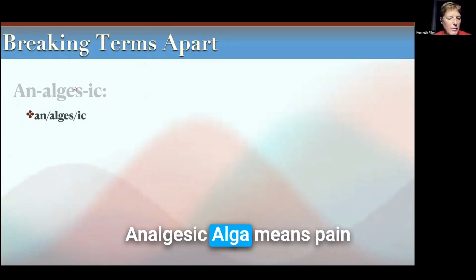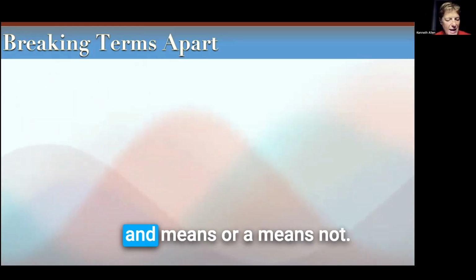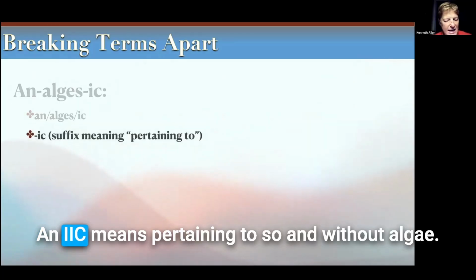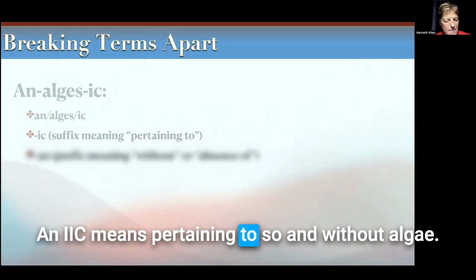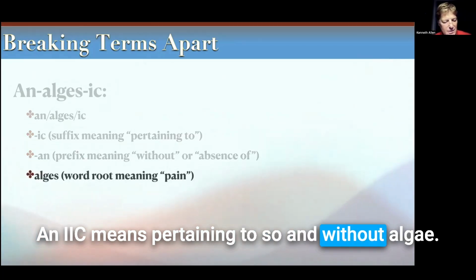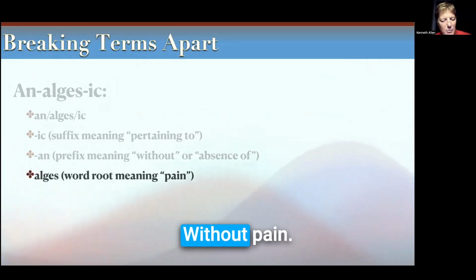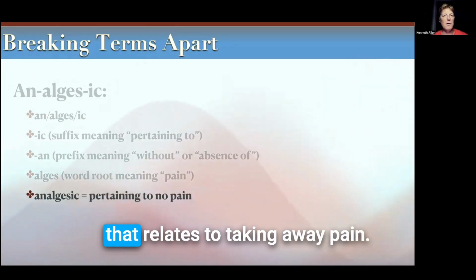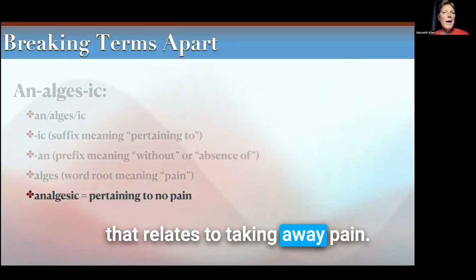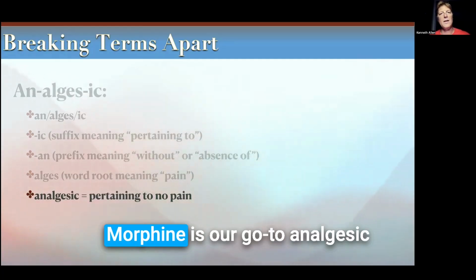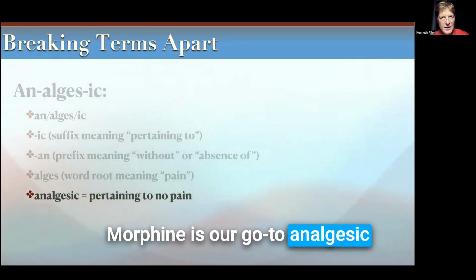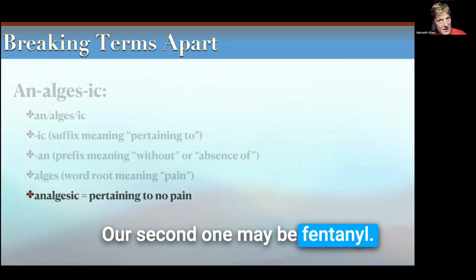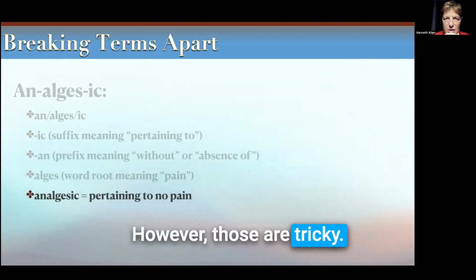Analgesic. Alges means pain, a or an means not, and ic means pertaining to. So, without pain. So an analgesic is a medication that relates to taking away pain. Morphine is our go-to analgesic in emergency medicine. Our second one may be fentanyl. However, those are tricky now.